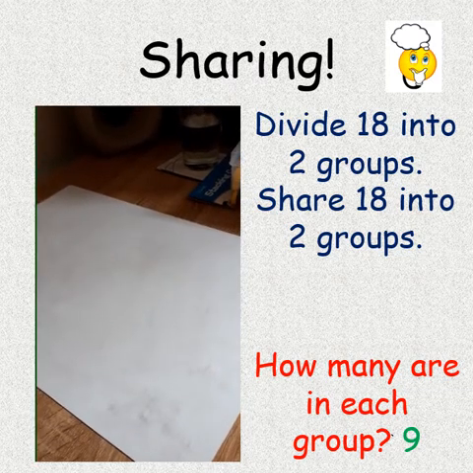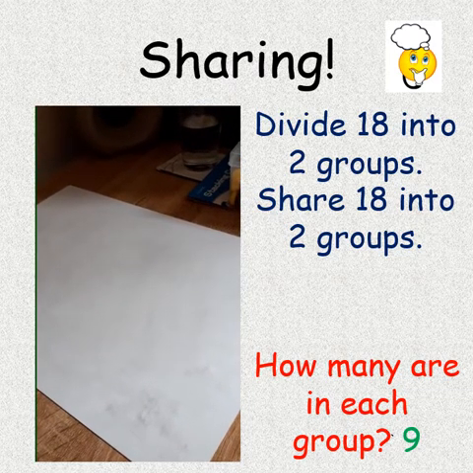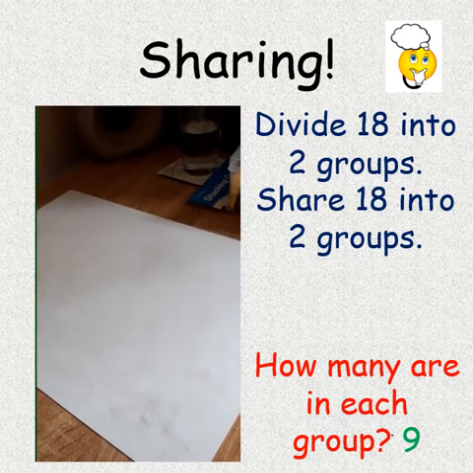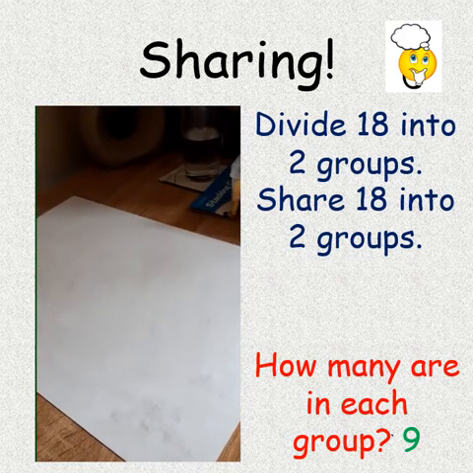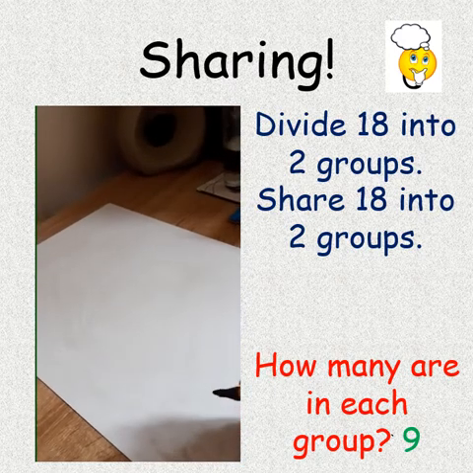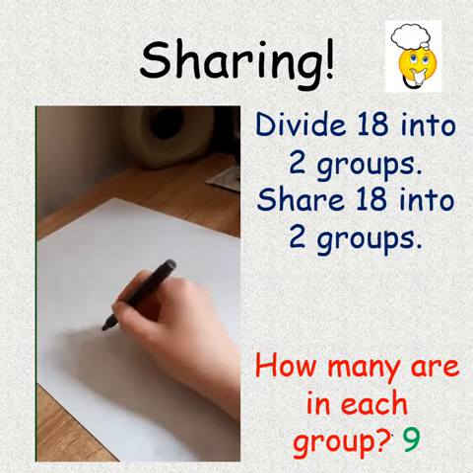Okay, let's do another one. So I need to divide 18 into 2 groups. So how many groups do I need to draw? Well done, that's right. I need to draw 2 circles because I've got 2 groups. So 1.